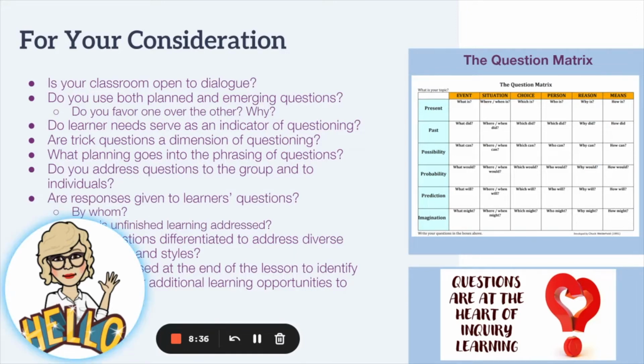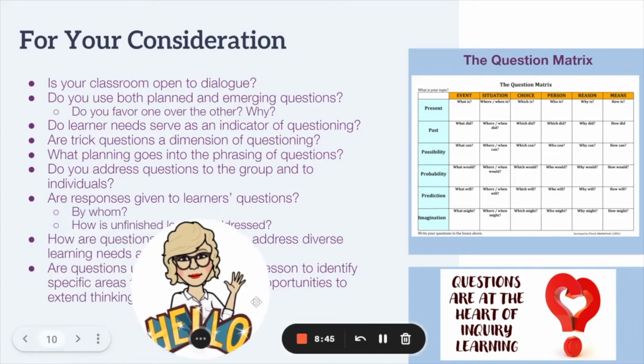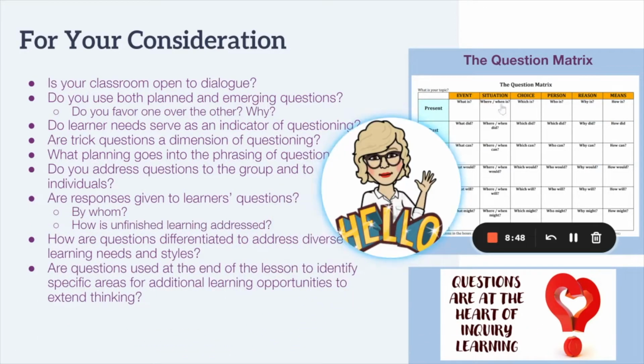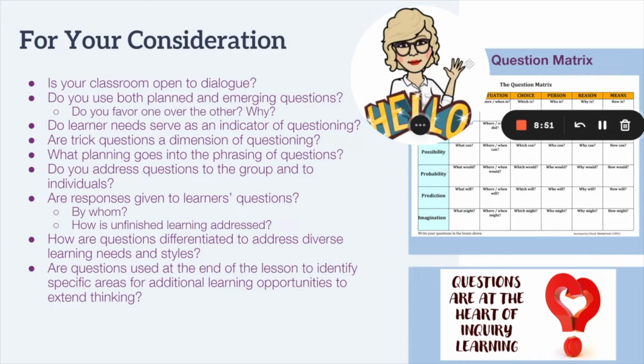What planning goes into the phasing of questions? Do you address questions to the group and to individuals? Are responses given to learner questions? Who's giving these answers? Remember, we want to make sure that we are giving opportunities for peers to communicate with each other, that we are giving feedback, to the end that all questions are resolved by the time the lesson closes. How are questions differentiated to address diverse learning needs and styles? Who are our learners? What is it we need to do to support them individually and collectively? Are questions used at the end of a lesson to identify specific areas for additional learning opportunities?